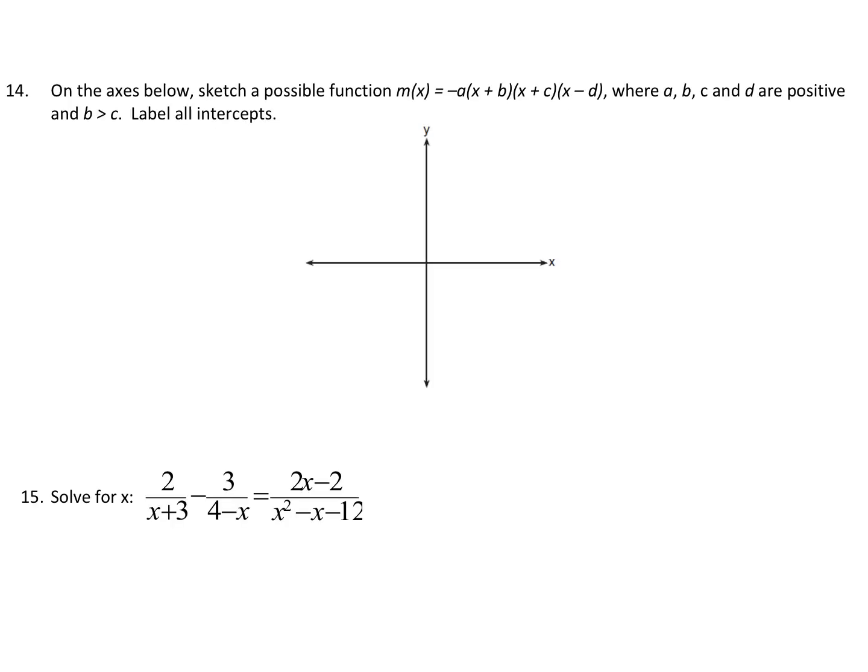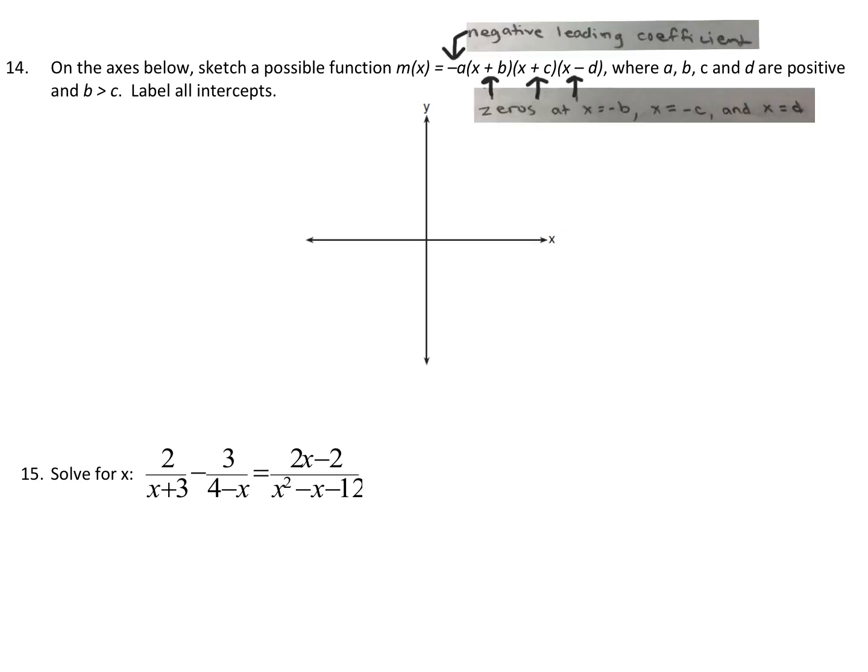Okay, so number 14, they want us to sketch a possible function of m of x given all of these conditions here. All right, so let's take a look at what they give us. Okay, so I'm going to start with this in the front here. This tells us, see this negative? This tells us that we have a negative leading coefficient. So we know that our graph is going to end off coming down, right? So on the right side, it's going to be heading down.